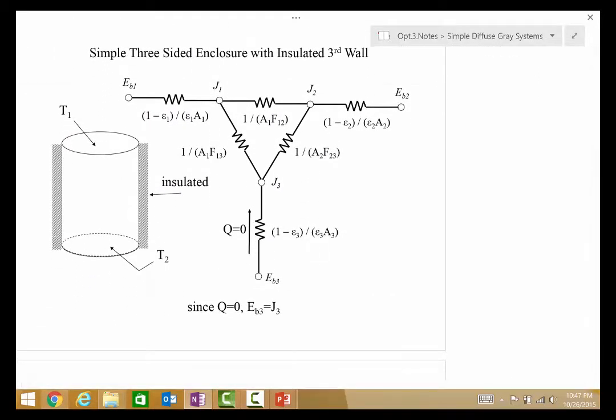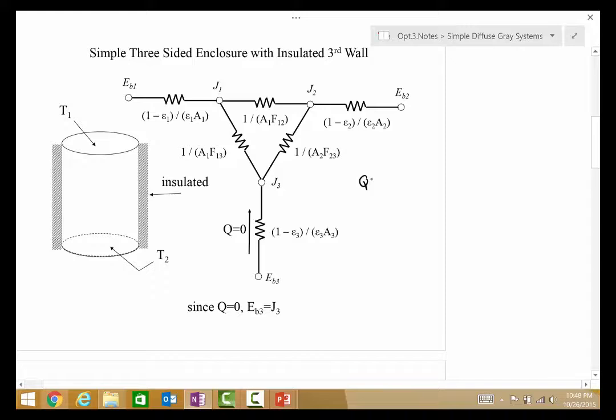Another simple three-sided enclosure is shown here. The difference is that this has an insulated third wall. So unlike the previous example where the third wall had a heat transfer rate through it, in this case it doesn't. And there's an interesting simplification that occurs for that problem. In both cases, we have this three-sided circuit system. The difference is that the heat transfer rate through side 3 is equal to 0.